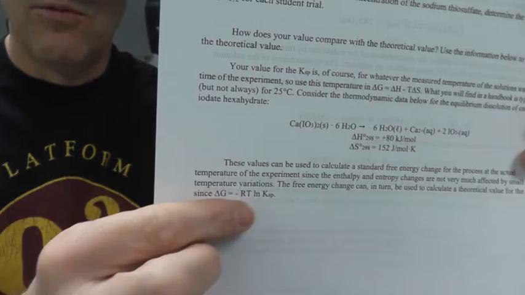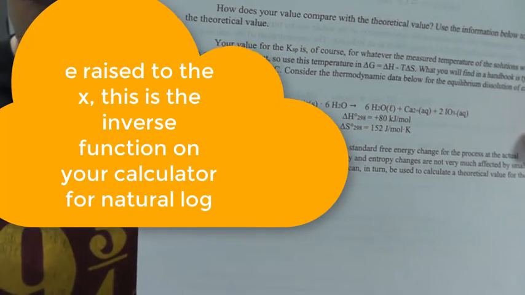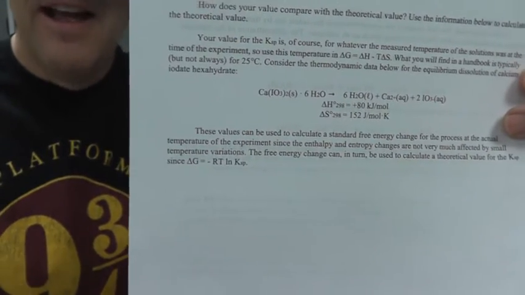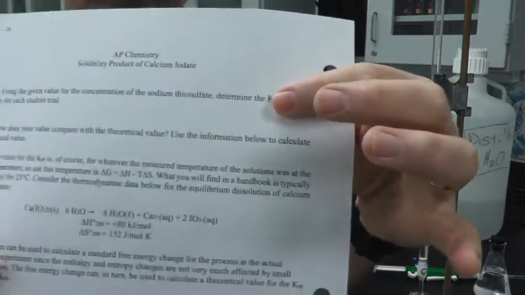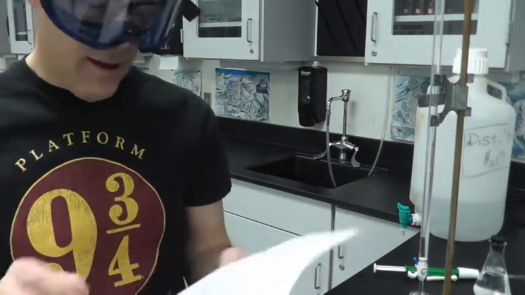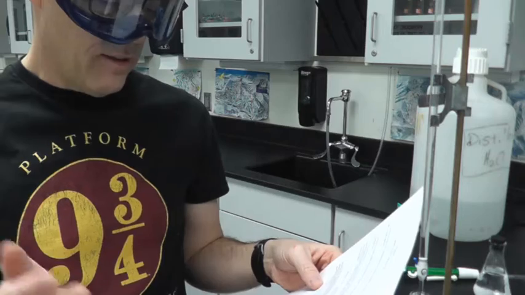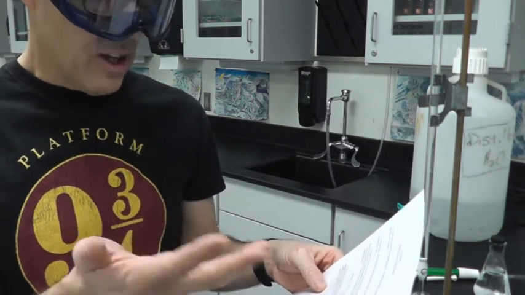You're going to calculate, and then we take the inverse of natural log, which is e raised to the x. It's the same button on your calculator, the second function of ln is e to the x. You're going to get a value for K. Hopefully that value is close to the value that you calculated for Ksp on the back. So you're going to compare those two values of K. These values can be used to calculate standard free energy, delta G, for the process, and just compare those for me.